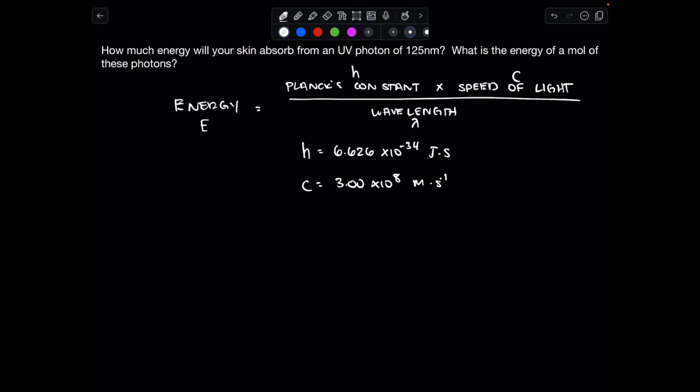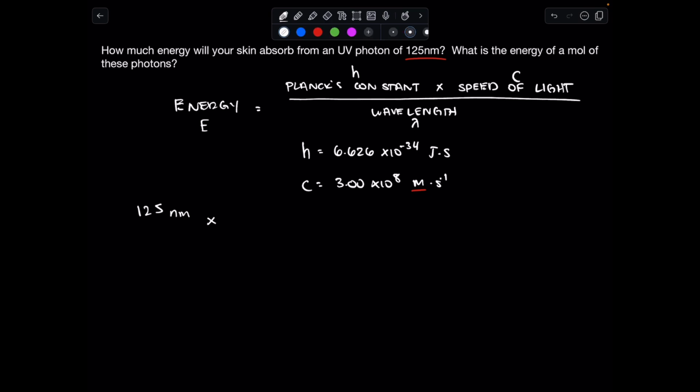We do have our wavelength, which is right up here, at 125 nanometers. We won't be able to plug that in directly into our formula, specifically because the speed of light is in meters. We can't take nanometers and meters and put them together in the same formula and expect them to cancel out. So the first thing we need to do is convert that 125 nanometers into meters. The way that we do that is quite simple.